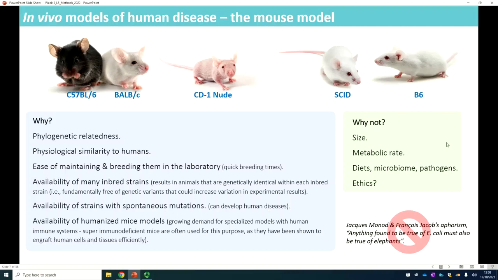Then on the other hand, we have the question of why not? You might think size. Obviously, a mouse is a completely different size to humans. Also a different metabolic rate, but more importantly, and I guess we're realizing that now, they have a different diet, and therefore a different microbiome, also different pathogens. So you have all these different things. You might have some convenient reasons for using a mouse model, but there are things that you need to bear in mind. And then of course we have ethics, but I think that's really beyond the scope of today's lecture.